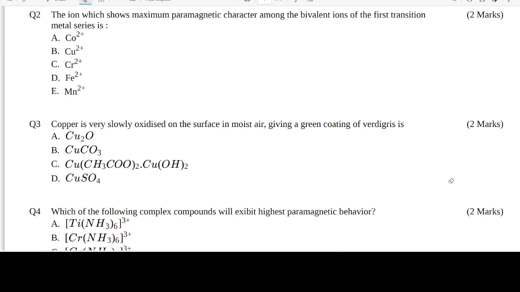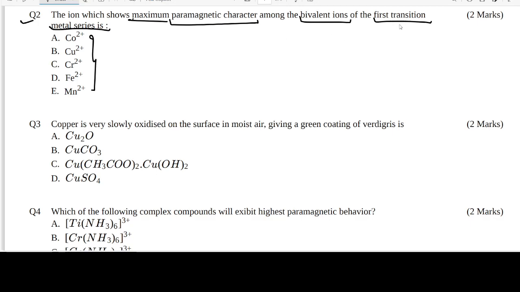Okay, so let's move to question number 2 of the d block elements. This is saying: the ion which shows the maximum paramagnetic character among the bivalent ions of the first transition series. Okay, first transition metal series. You can see that these all ions are bivalent. Why bivalent? Because they contain +2 charges. And these are all elements of the first transition metal series, that is the 3d series. So we need to check which one has the maximum paramagnetic character.